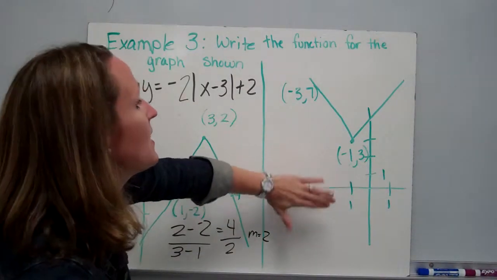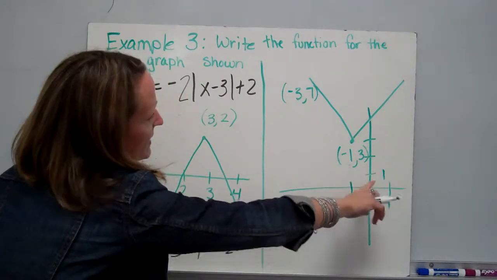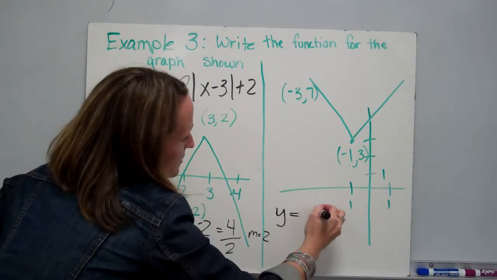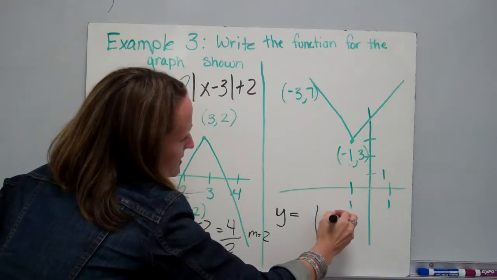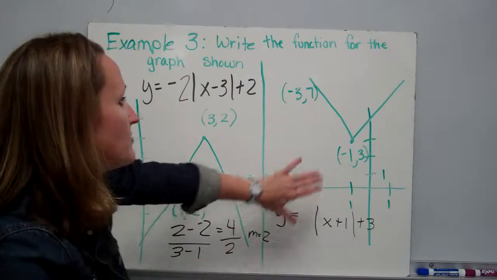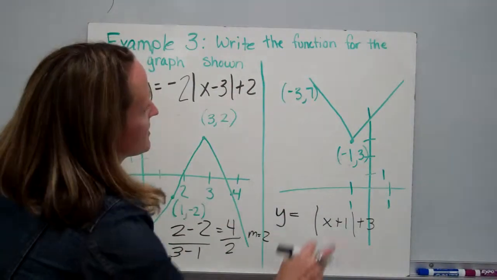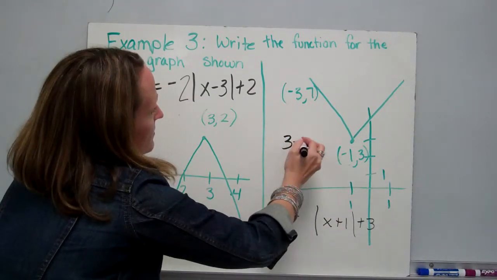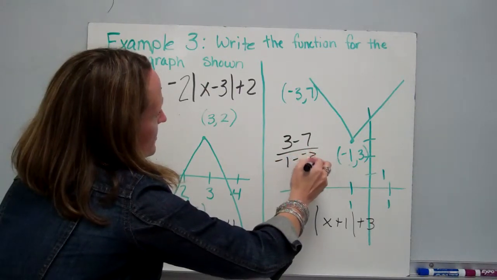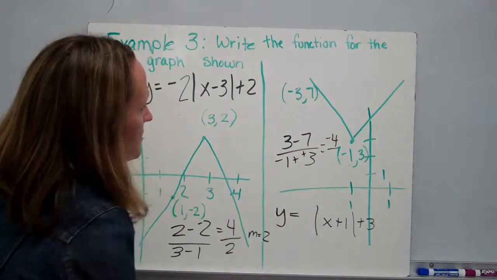Okay, so for this one, this time, it's not reflected, so I don't have a negative. But I can see that I went 1 to the left and up 3. So I know I've got x plus 1 plus 3. So again, I have to figure out my slope so I can decide, did it narrow or compress? So this time my slope, 3 minus 7, negative 1 minus negative 3, negative 4, over 2.